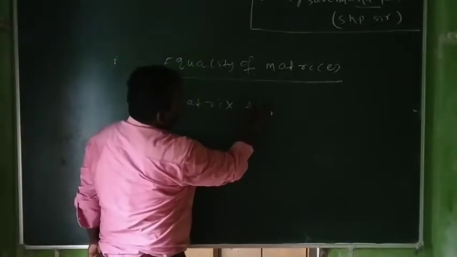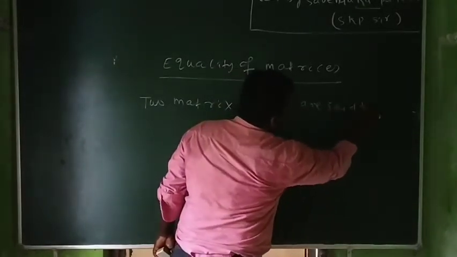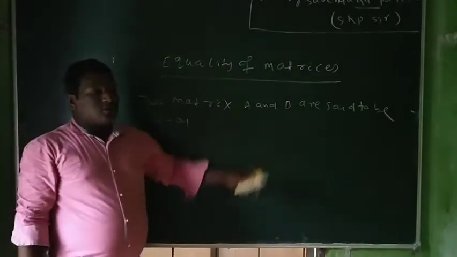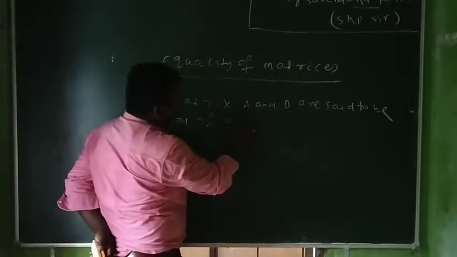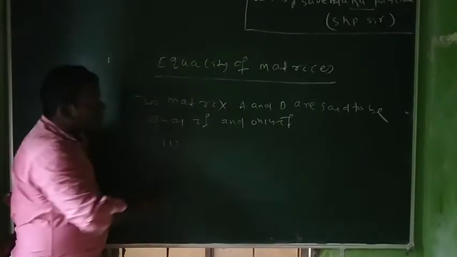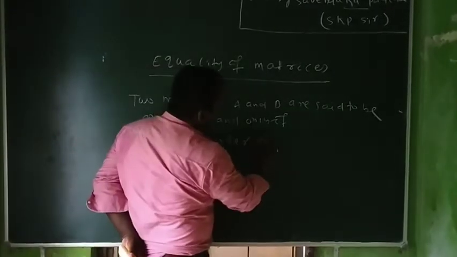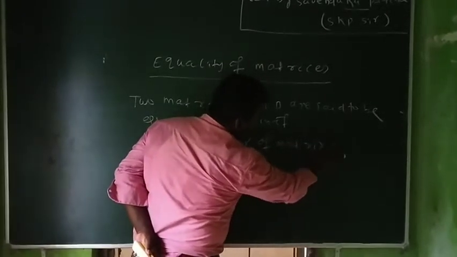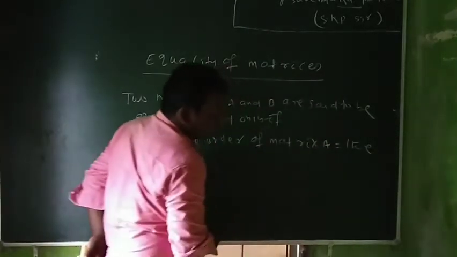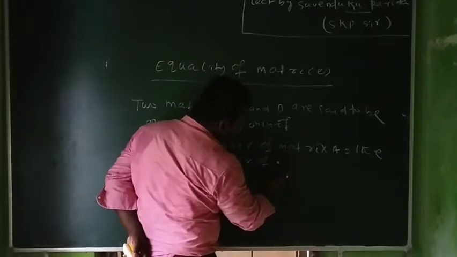Matrix. Two matrices A and B are said to be equal if and only if the order of A is equal to the order of the second matrix B.